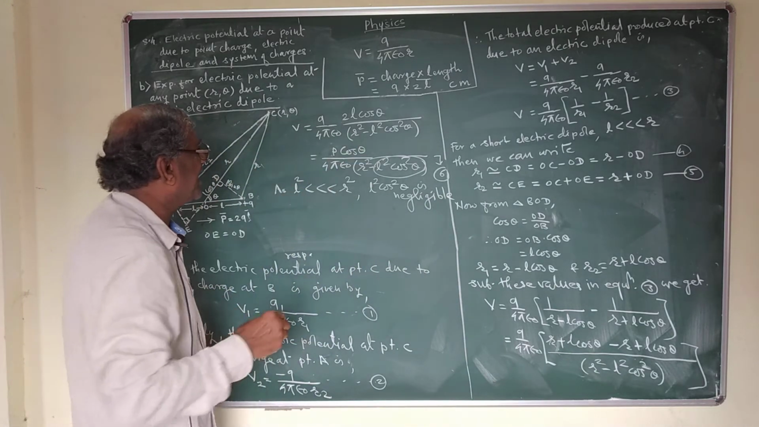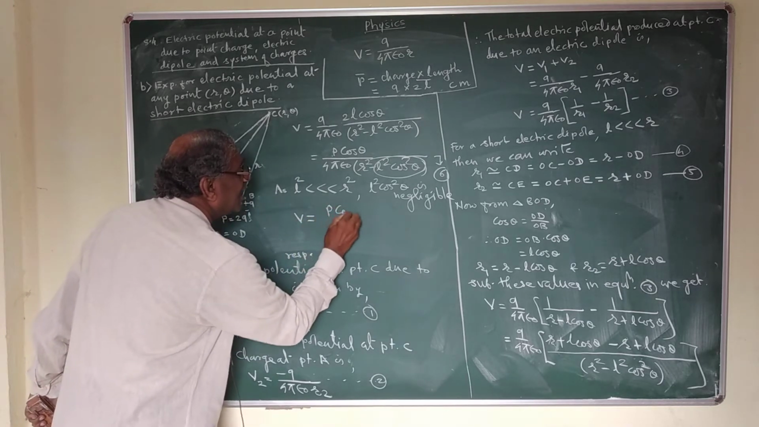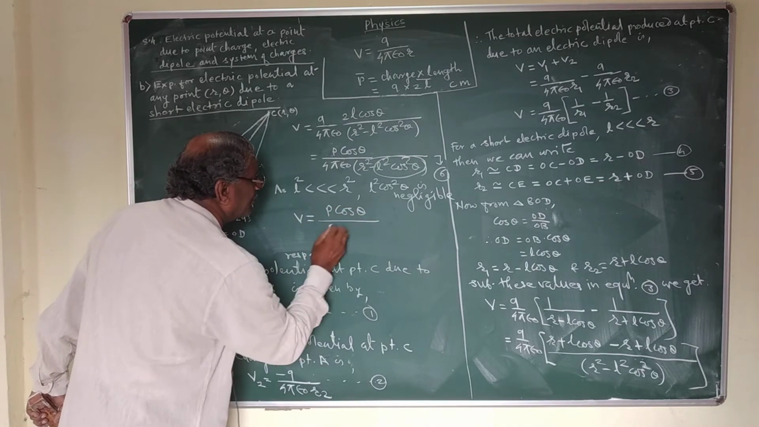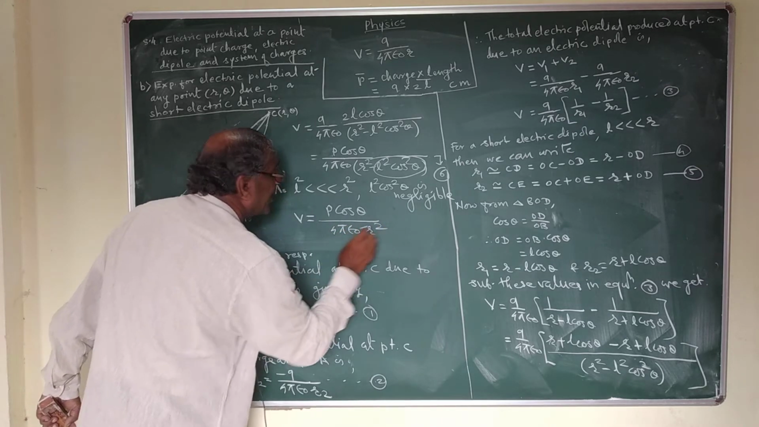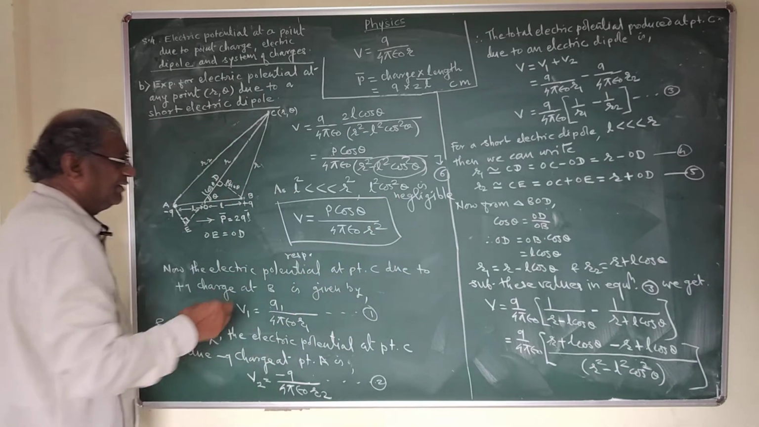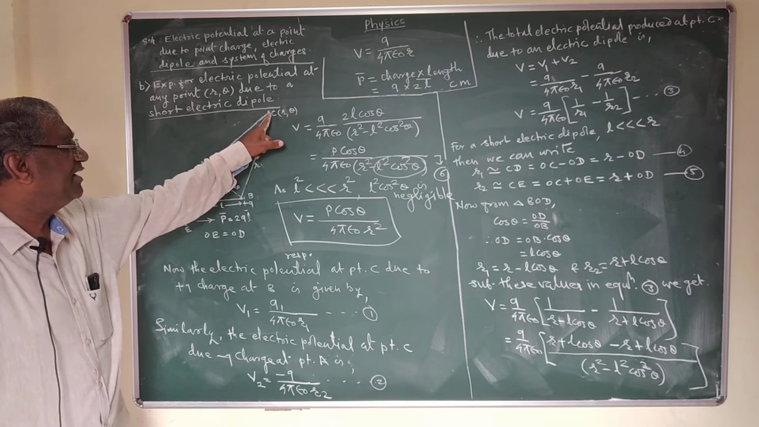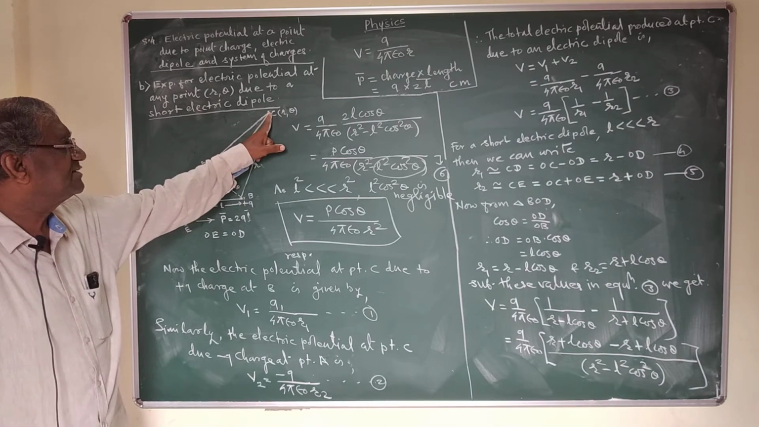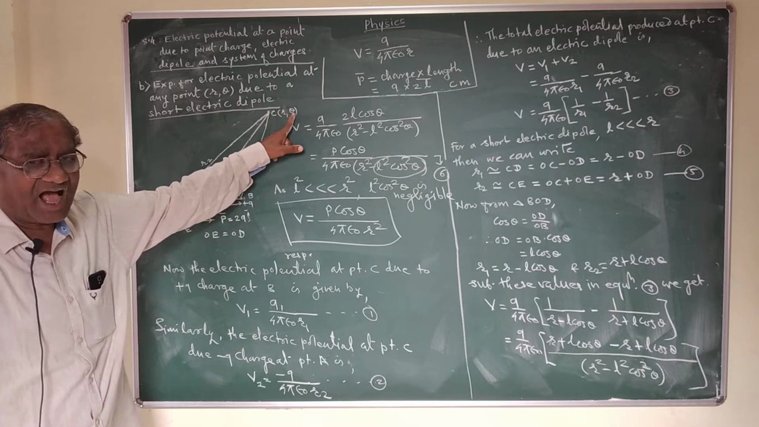Then this equation I can write as V is equal to P cos theta upon 4 pi epsilon 0 into R square. This is the expression for electric potential at any point at distance R and angle of inclination theta.